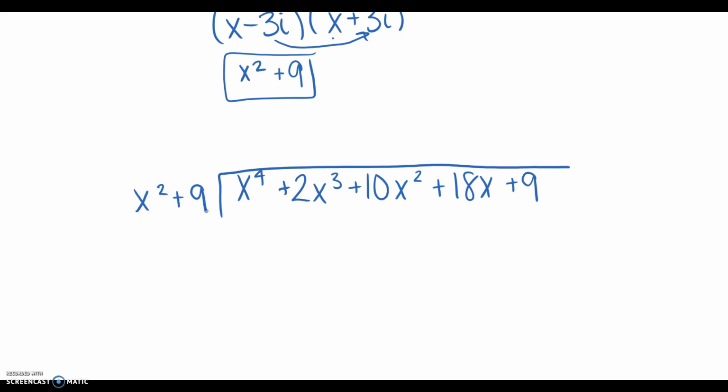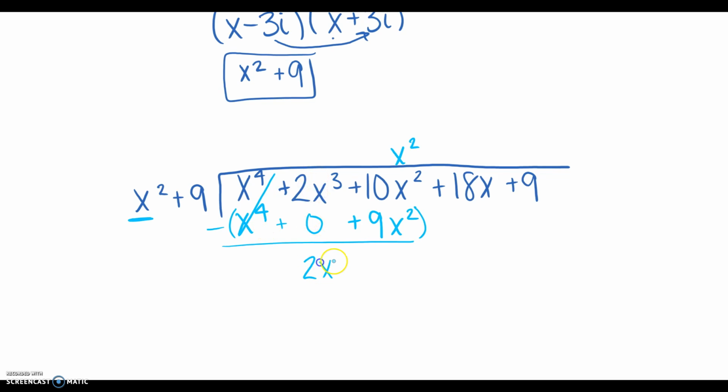Now, what we do here, ask ourselves what can we multiply by x squared to get x to the fourth, and that's going to be another x squared. So you get x to the fourth, and then we get plus 9x squared. And we can just ignore this. If you want, you could put a 0 here. And we're going to subtract. These cancel. We got 2x cubed. And 10 minus 9x squared is going to be positive 1x squared.